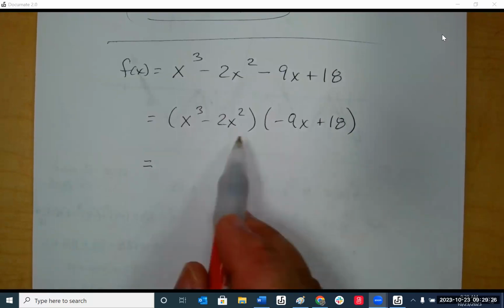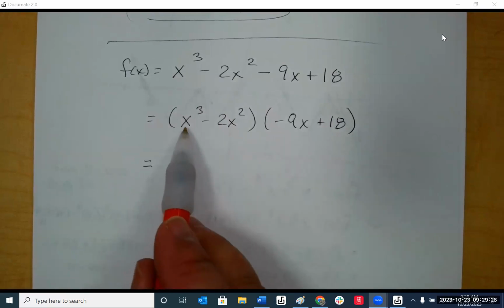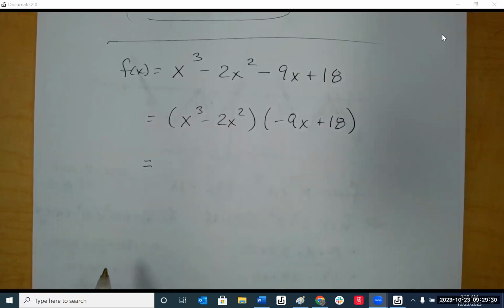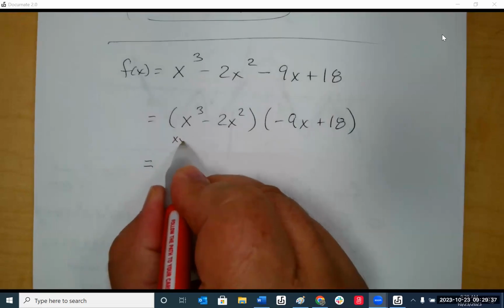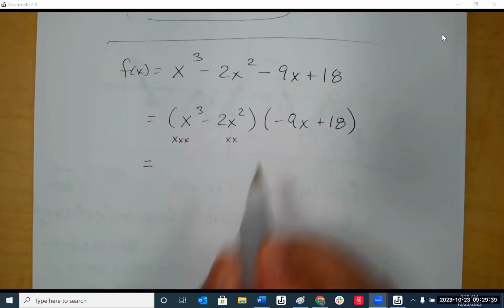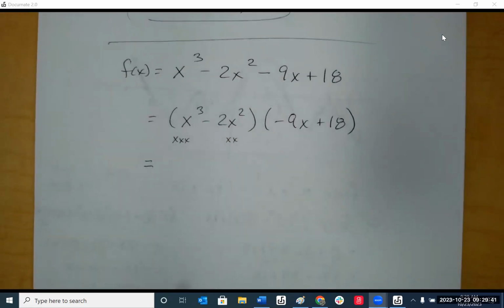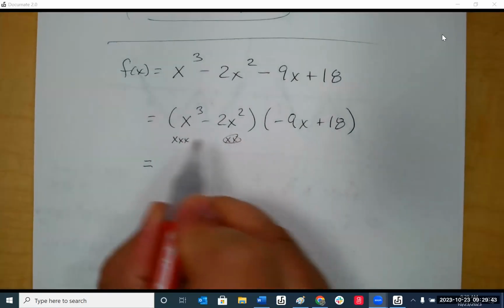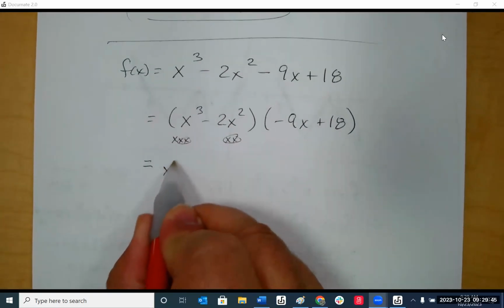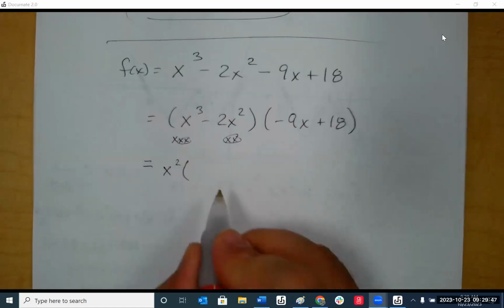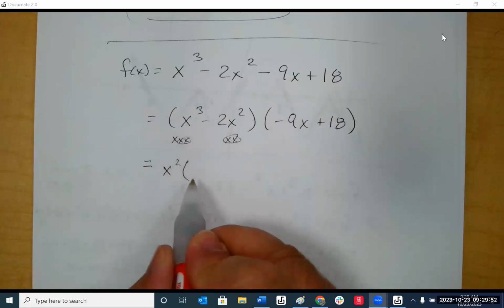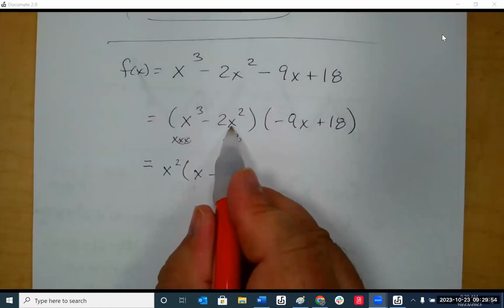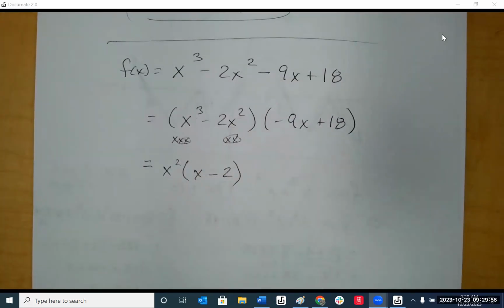Did you get this far so far? So what do they have in common in the first one? How many of them? No. This one is X, X, X. This one's X, X. So how many do they both have in common? Two X's. So I can take out two X's. If I took away two X's here, how many do I have left? I just have the two.